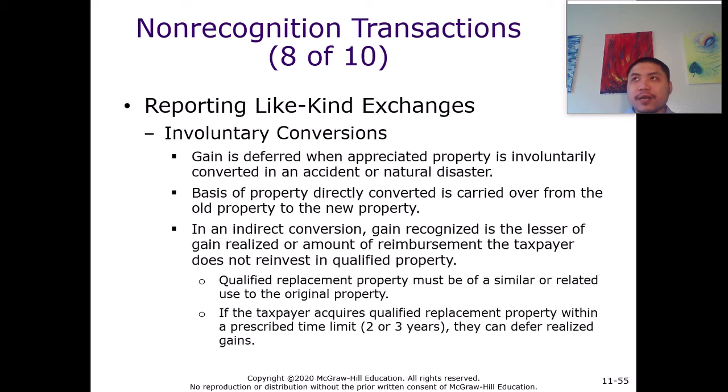Because a lot of times when taxpayers receive a big chunk of cash, maybe they do not go back and buy a similar piece of land. They may invest in something else, or do something good with the money, right? So that's why the recognized gain is going to be enforced here. So the gain recognized is going to be the lesser of the gain realized, or the amount of the reimbursement the taxpayer does not reinvest in qualified properties, right?